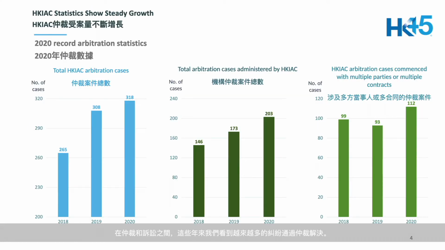Between arbitration and litigation, we are seeing more and more disputes being resolved through arbitration over the years. HKIAC received 265 arbitration cases in 2018, 308 in 2019, and 318 in 2020. Arbitration provides several advantages over litigation, including, for example, easier enforcement against assets compared to court judgments. There are limited circumstances in which an arbitral award can be appealed, therefore giving the parties more confidence in the finality of an arbitral award. Parties can also enjoy greater flexibility and confidentiality in arbitration.